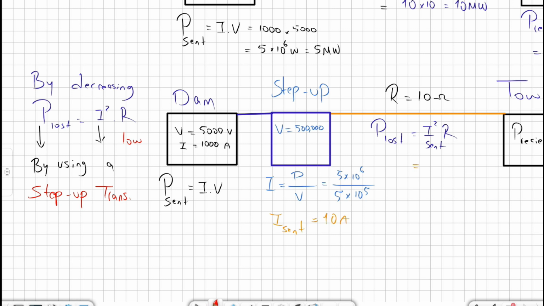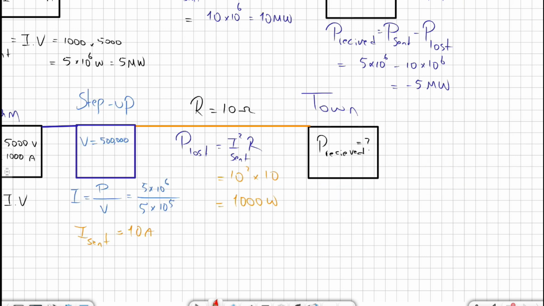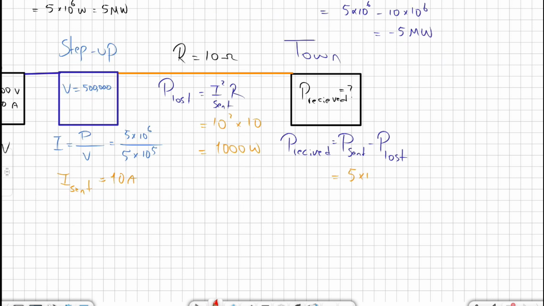Let's find the power loss now. 10 is the sent current, square it, multiplied by another 10, which is the resistance. The answer will be 1,000 watts. We have decreased the power lost from 10 megawatts to 1,000 watts. Power received is equal to power sent minus lost. The sent power is 5 times 10 to the power 6. The lost is 10 to the power 3. So the power received by the town will be equal to 4.999 times 10 to the power 6 watts.